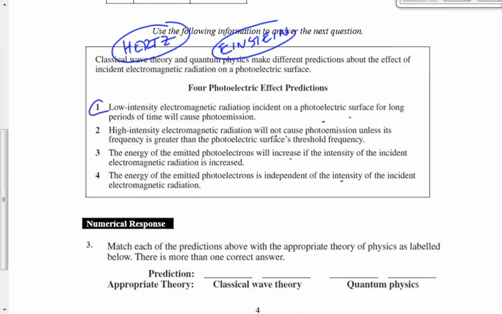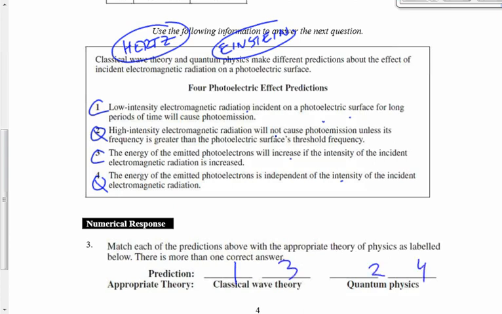High intensity EMR will not cause emission unless its frequency is greater than the threshold frequency. Hertz or Einstein? That's definitely Einstein, right? Quantum theory. The energy of the electrons will increase if the intensity increases. No. The energy of the electrons increases only when the frequency of the photons increases. That's classical theory. And the energy is independent of the intensity. Yeah, because it's dependent upon the frequency. That's going to be quantum physics. So we're going to say classical is 1 and 3. Quantum is 2 and 4.